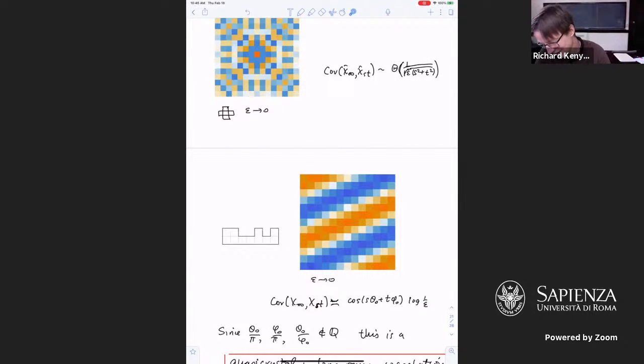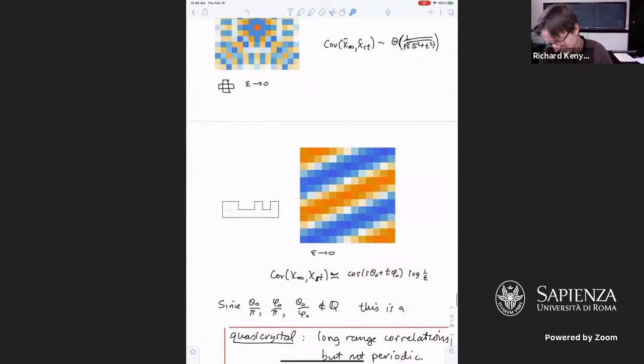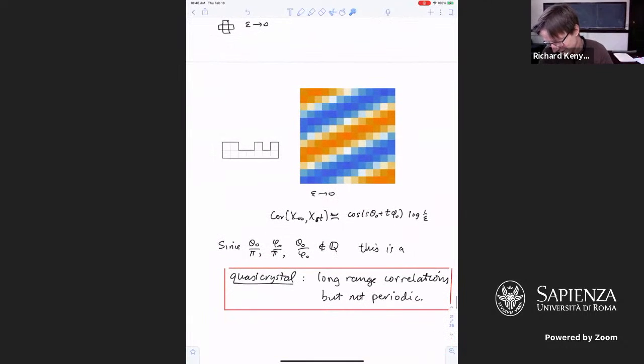So here's the plot. Remember, orange means almost perfect correlation, and blue means negative correlation. In the limit as s and t get large, the covariance function just looks like a cosine of some irrational angle times the log term. So you get long-range correlations, but not periodic. That's a quasi-crystal.